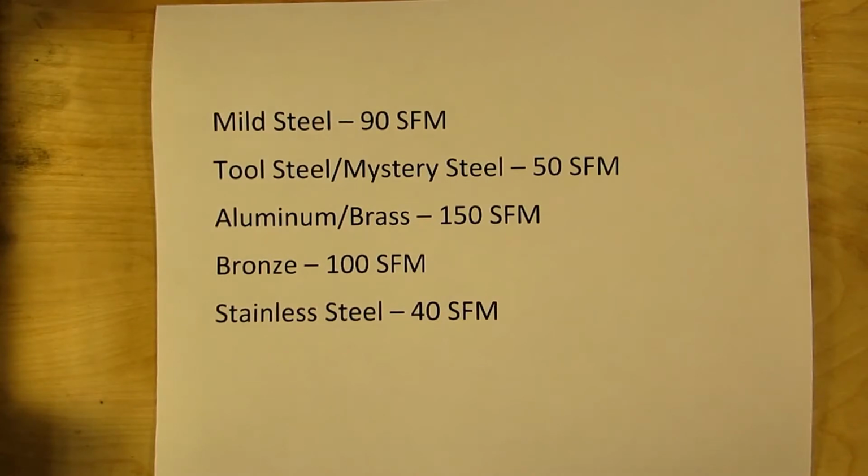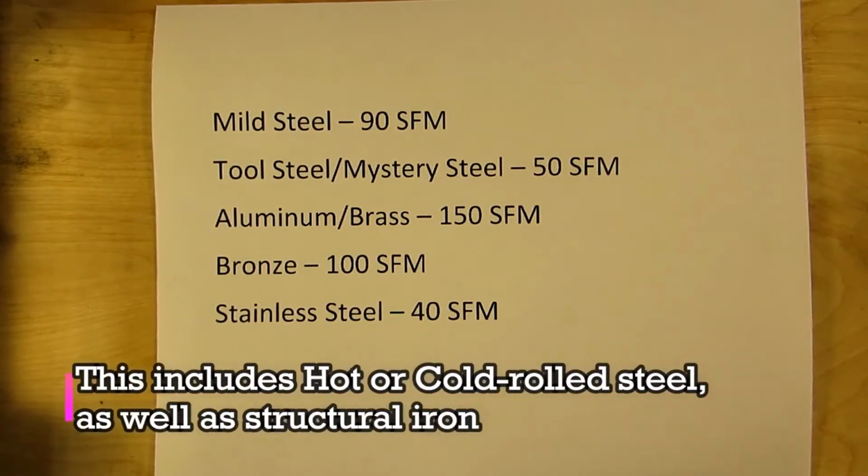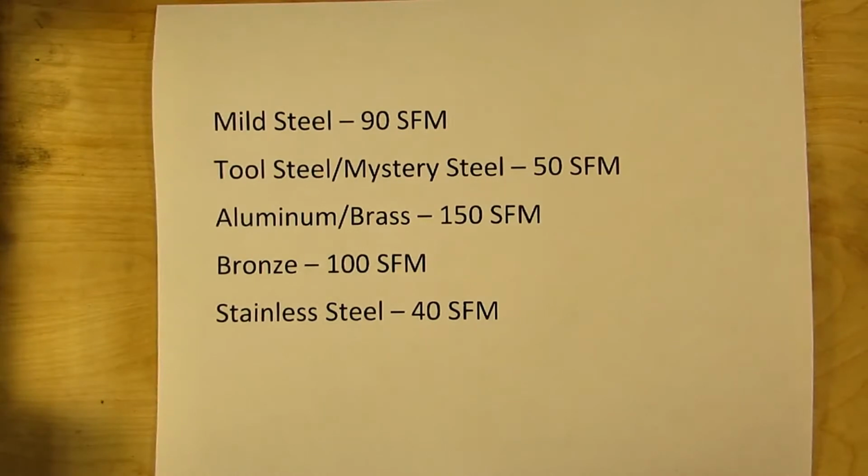Mild steel is basically anything that's not hardened, so your 1018 steel, your cheap steel from the hardware store, black pipe, tubing, things like that. Tool steel is anything that is already hardened or hardenable. So I would use this for anything from 4140, which is a very tough steel, up to any of the drill rods, die steels, and things like that.